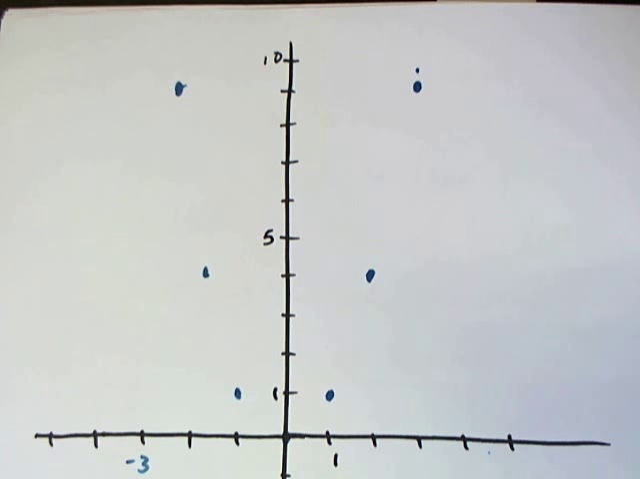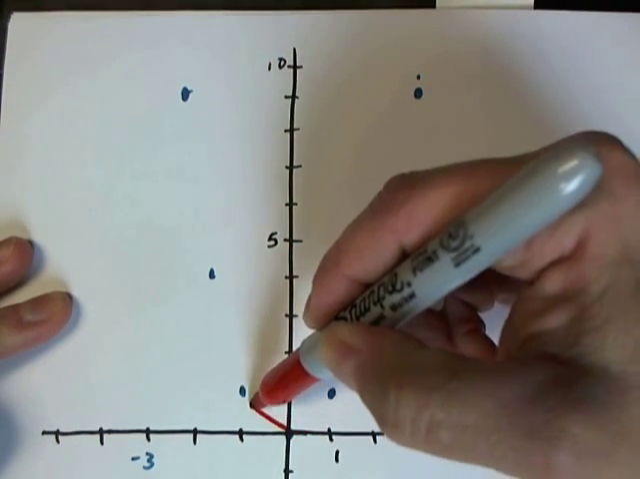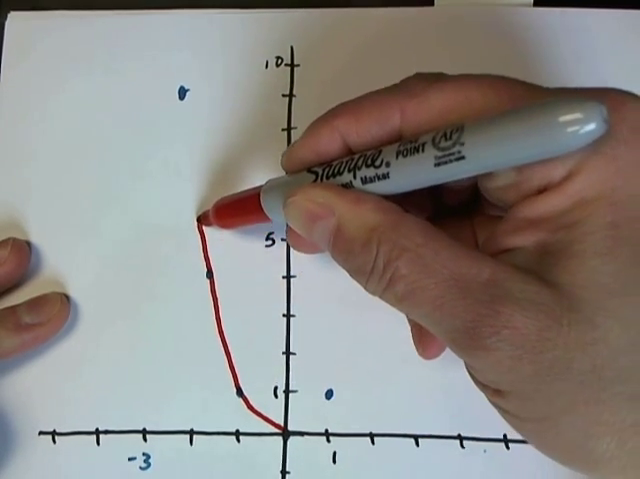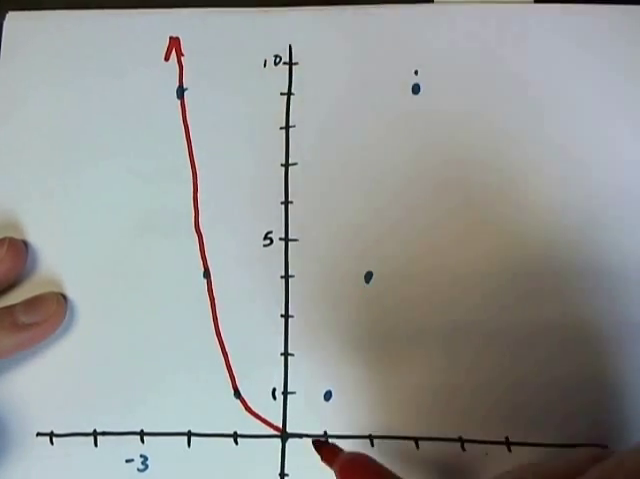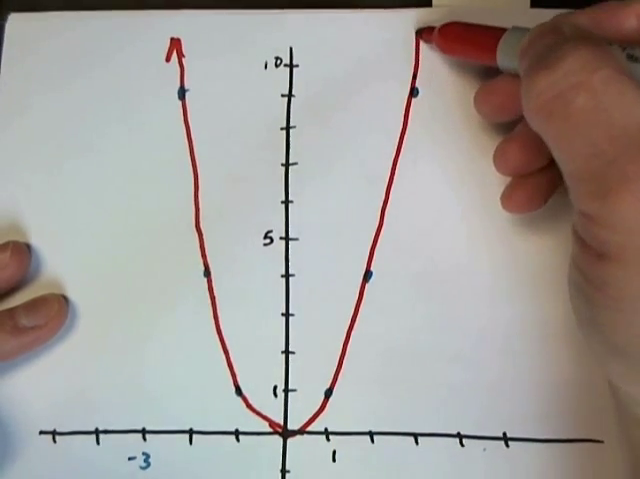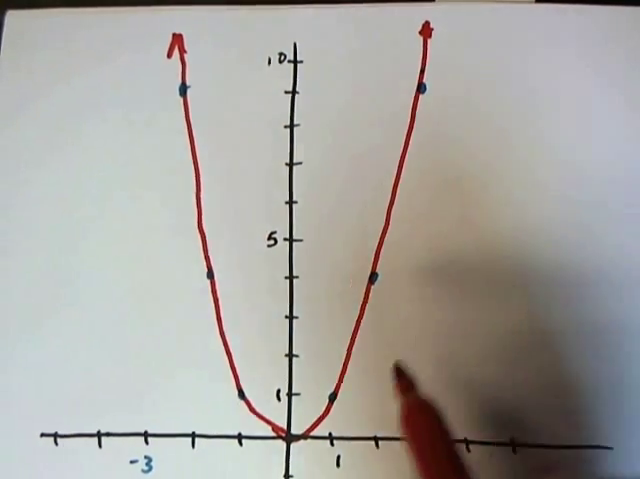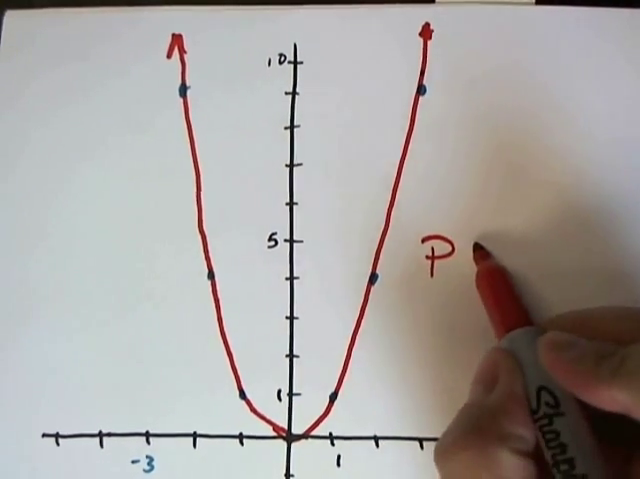And so it goes down and then it goes back up again in that fashion, and there's actually a curve to it. So if you connect your dots, you get this kind of curved or cup-shaped, U-shaped graph. Okay, we call this a parabola.